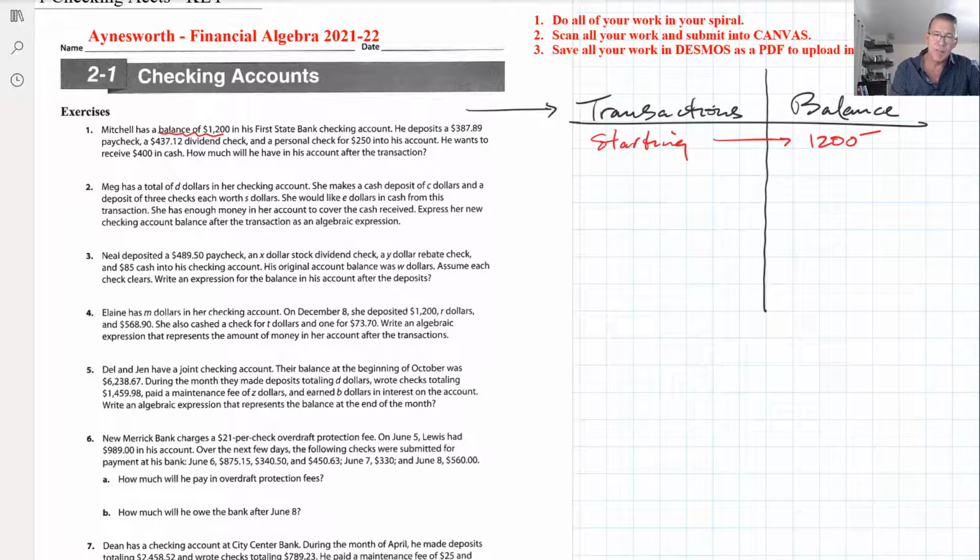So let's put this in. All right, so it's a paycheck. This is the first thing we know. This is the first transaction that we have. So it's a paycheck.